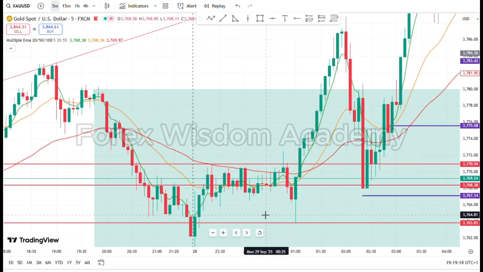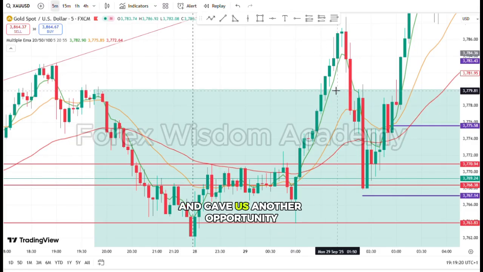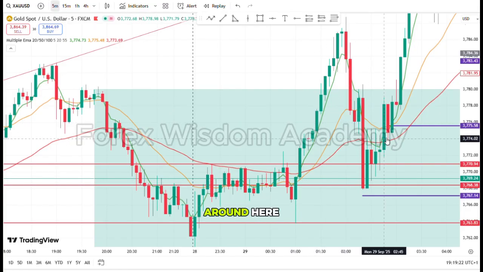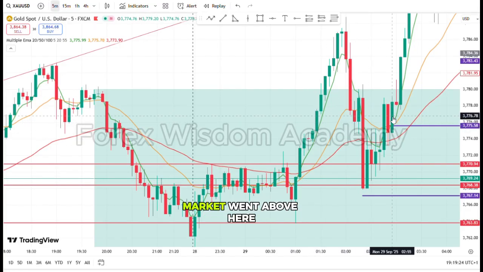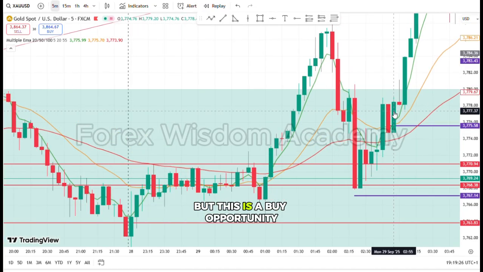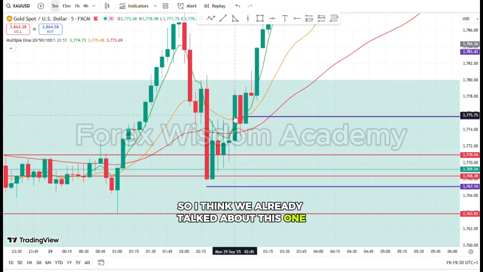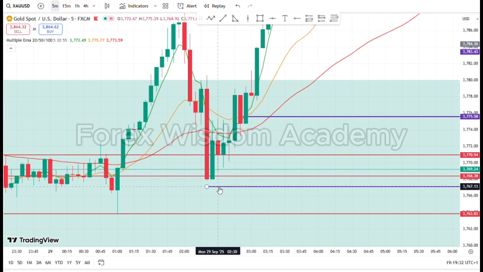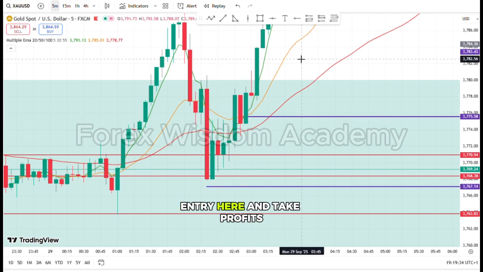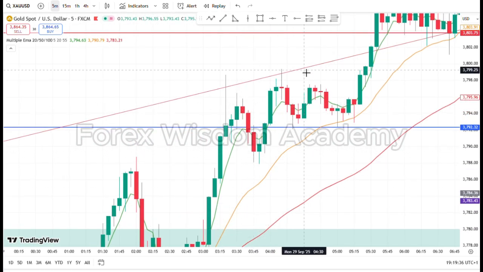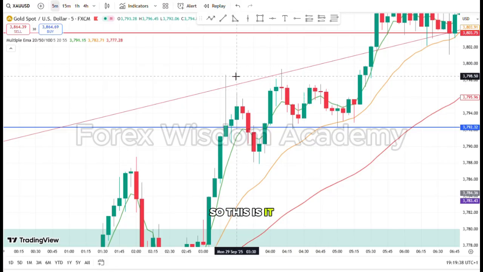And then the market went again and gave us another opportunity around here. You can see the market went above here, but this is a buy opportunity. So I think we already talked about this one. Okay, stop loss here, entry here, and take profits above here. So this is it. I believe you should be profitable with this.